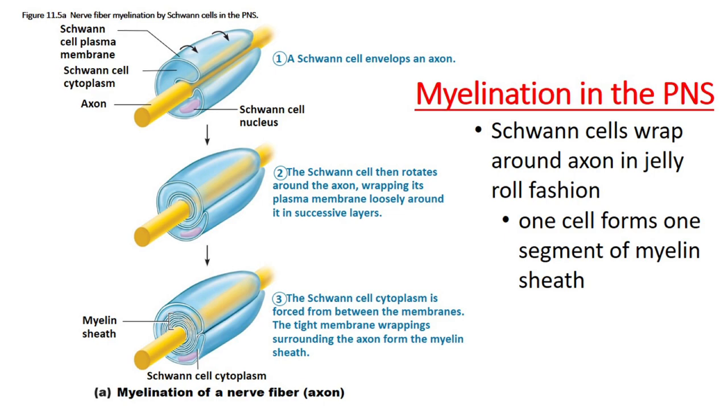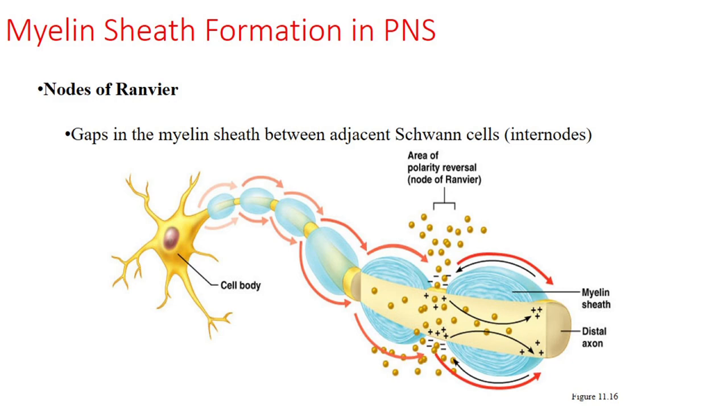Here is a Schwann cell that's wrapping around an axon in a jelly roll fashion, and one cell forms one segment of the myelin sheath, and there's multiple segments in peripheral nervous system neurons. That's a little different than what we see for oligodendrocytes, where we can have upwards of 3 to 4 axons have myelin sheath created by one oligodendrocyte. With the Schwann cell, we have these multiple segments of Schwann cells that leave spaces or areas called nodes. They're also called nodes of Ranvier. These are areas where we see a buildup of voltage-gated sodium channels.